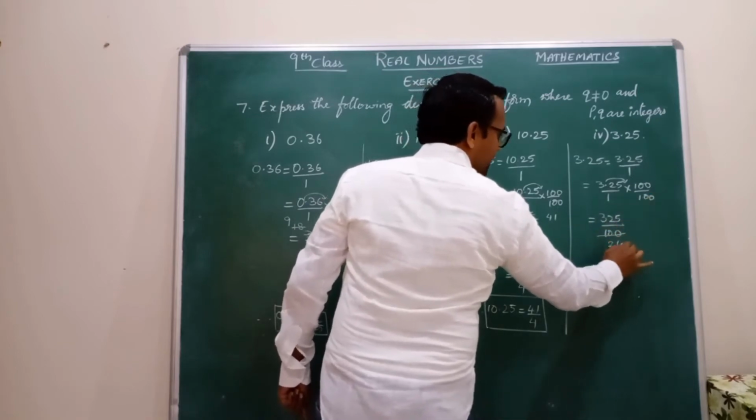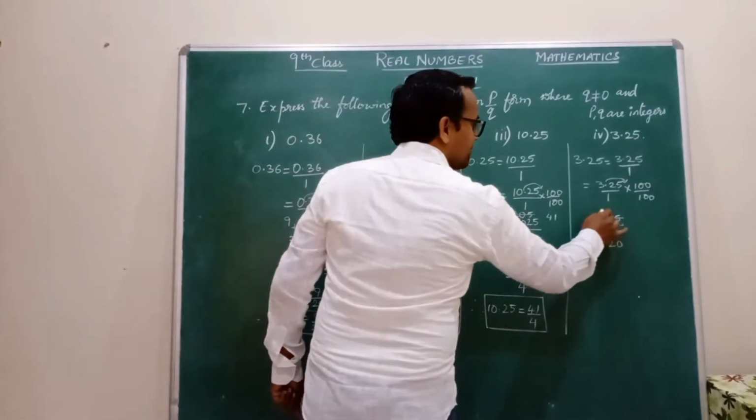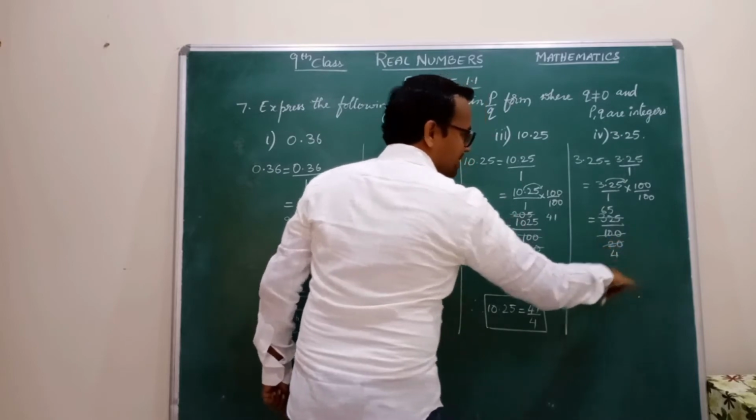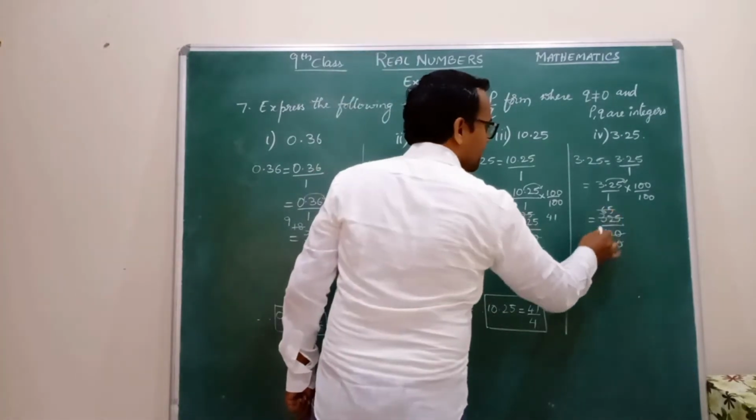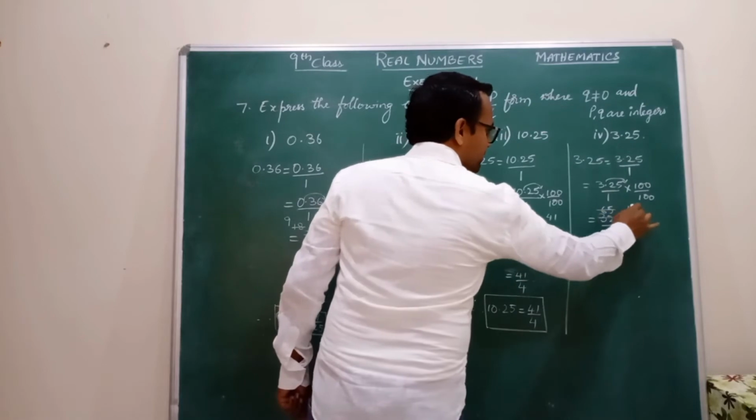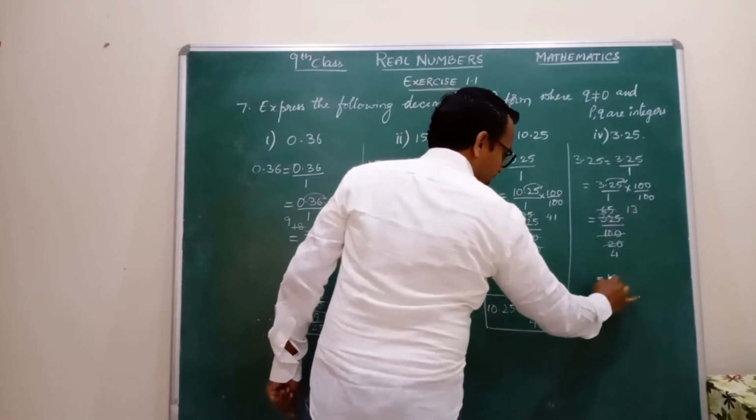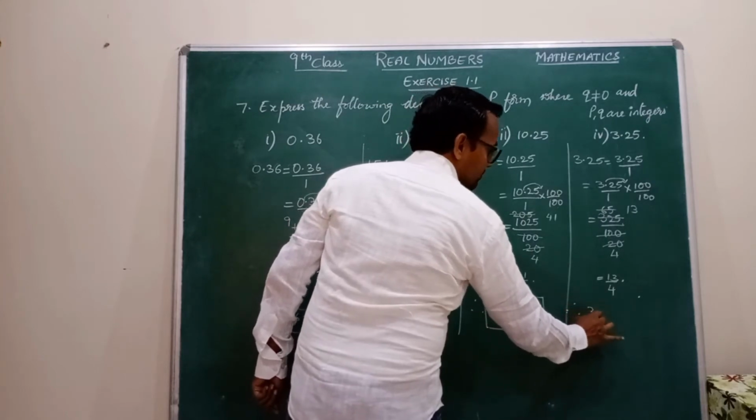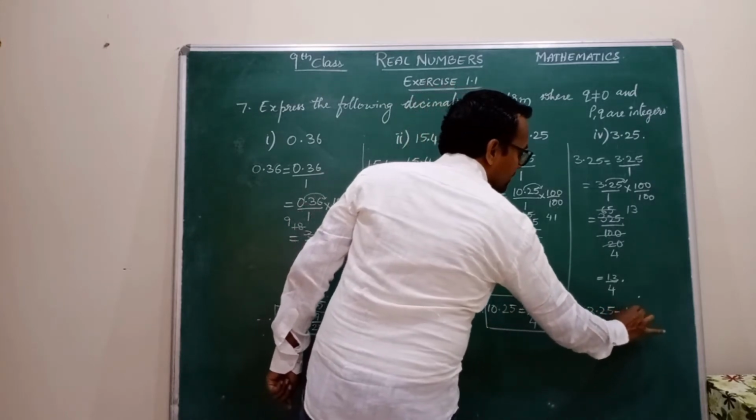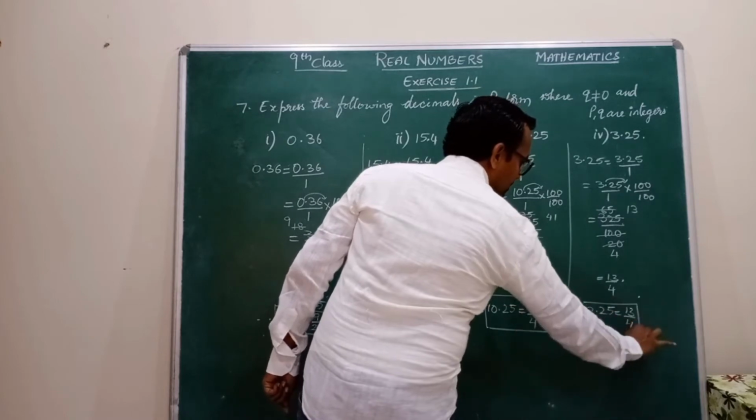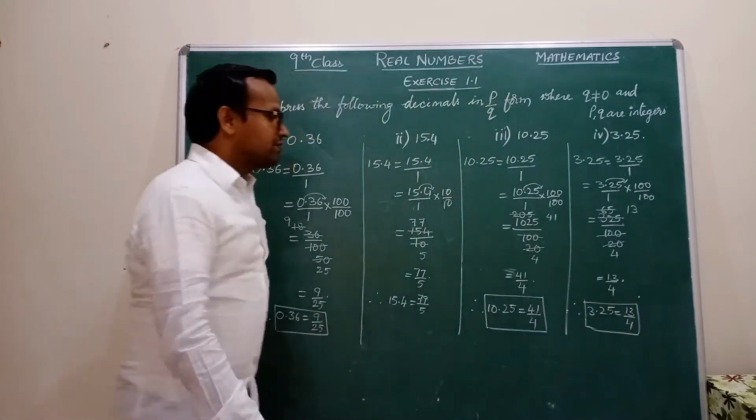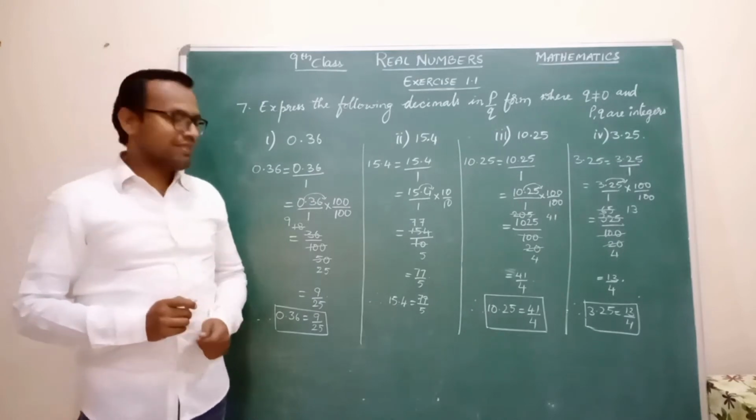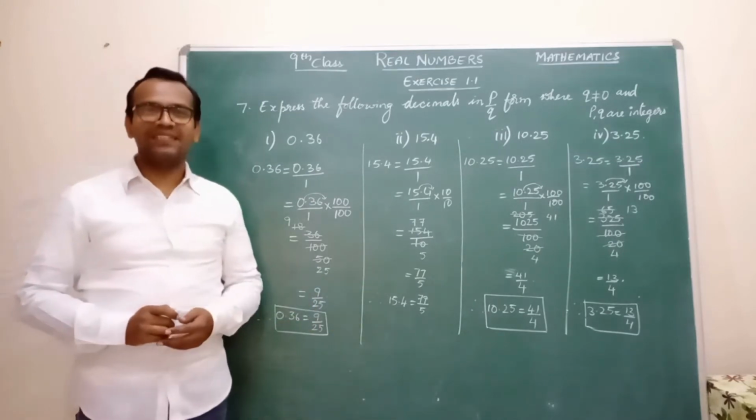Now 5 20s are 100 and 5 6s are 30, leaving 25. 5 5s are 25. Further it can be simplified. 5 4s are 20 and now 5 1s are 5, 5 13s are 65. So it can be written as 13 by 4. Therefore 3.25 is nothing but 13 by 4. So like this, we can convert the terminating decimals into p by q form.